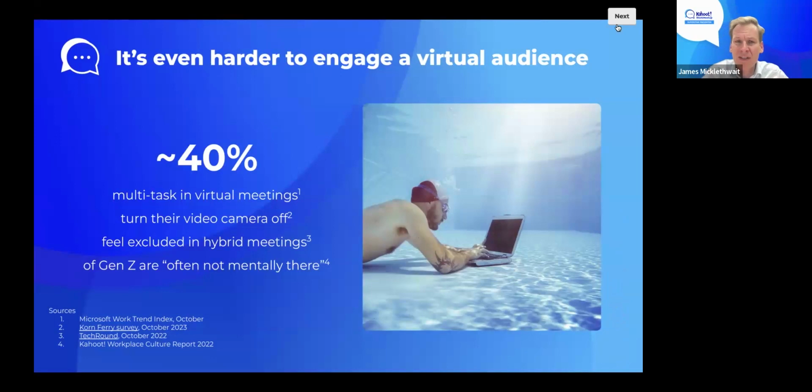When the camera's off, we ran some research. It's incredible what people are doing. They're doing the laundry, they're taking exercise, they're playing with their pet. They really are not listening. It's amazing how much attention is lost in virtual meetings.